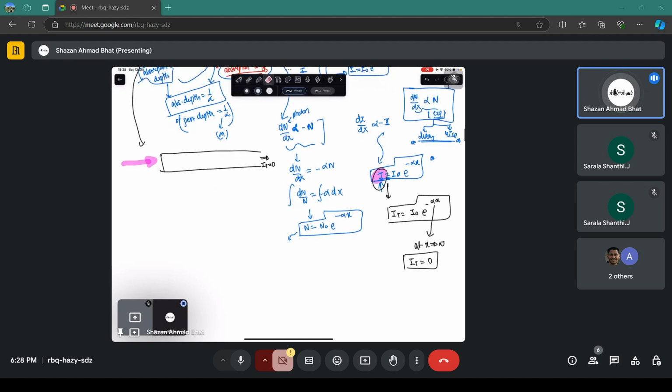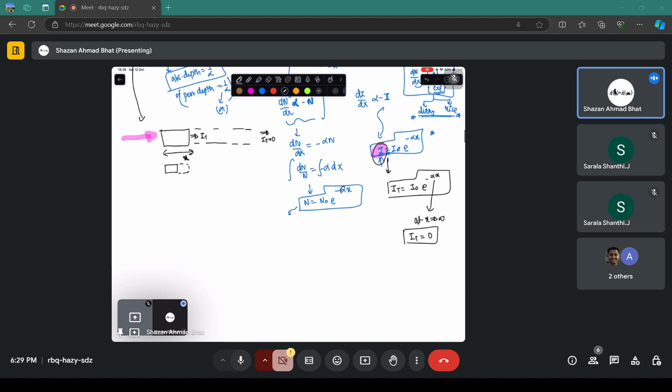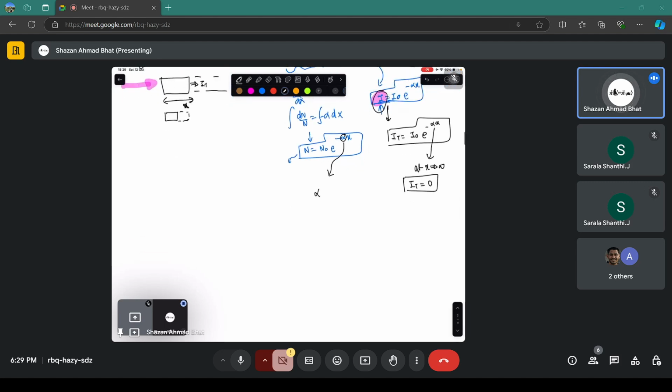If you go on reducing this dimension x, you have a certain probability that you get some transmitted light, because you have reduced x. So lowering x also has an impact on the light going out from the medium. And what is this x? This x is the dimension through which the light is going into the material. Now, it also depends upon the absorption coefficient. This is really important. And what does the absorption coefficient depend upon? It depends upon the medium itself.